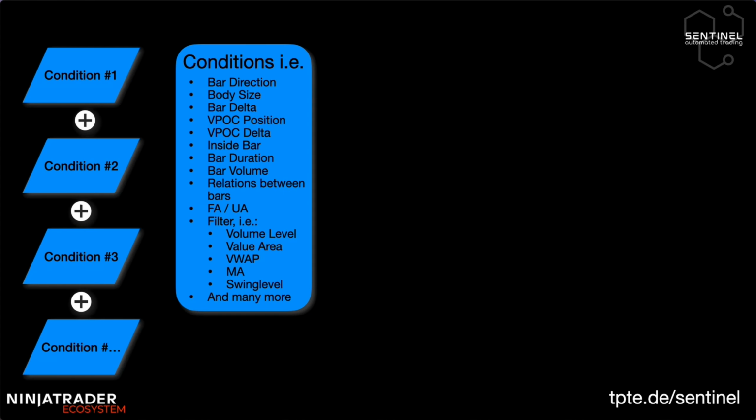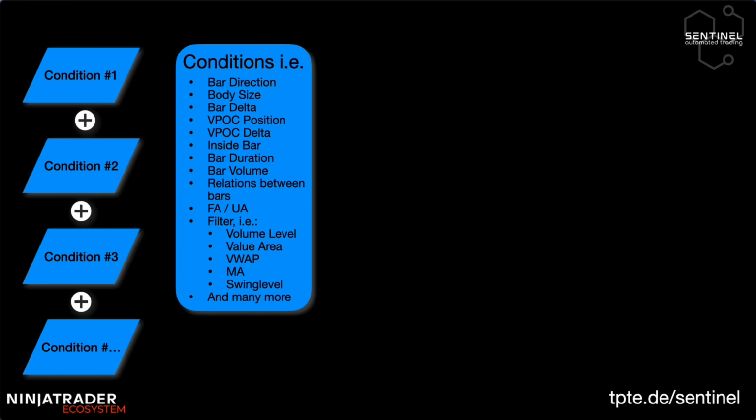Example conditions here are the bar direction. So I have a bullish or a bearish candle. How big is my candle? Both the body and the tick can be defined here in minimum and maximum sizes. I can define my delta, the position of my POC, the delta of my POC. I can say whether I want to trade inside bars, the duration or the volume of the bars. I can also specify relations between two bars, i.e., whether one has a larger volume than the other. For example, I can also define finished auctions and unfinished auctions here.